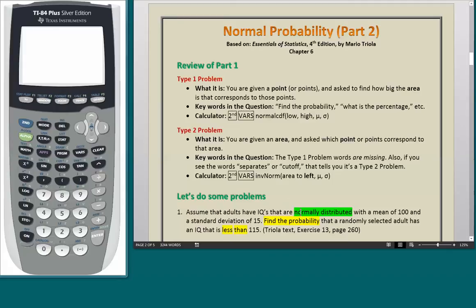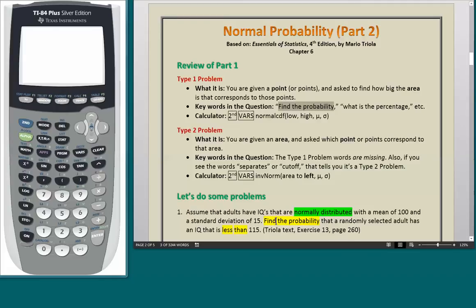And immediately, as soon as you see normally distributed, you should be thinking, is this a type 1 problem or is this a type 2 problem? So let's keep reading. Assume that adults have IQs that are normally distributed with a mean of 100 and a standard deviation of 15. Find the probability. I've highlighted that in yellow. There you go. Bingo. Those words tell you that this is going to be a type 1 problem, which means on the calculator we're going to be using second vars and normal CDF.